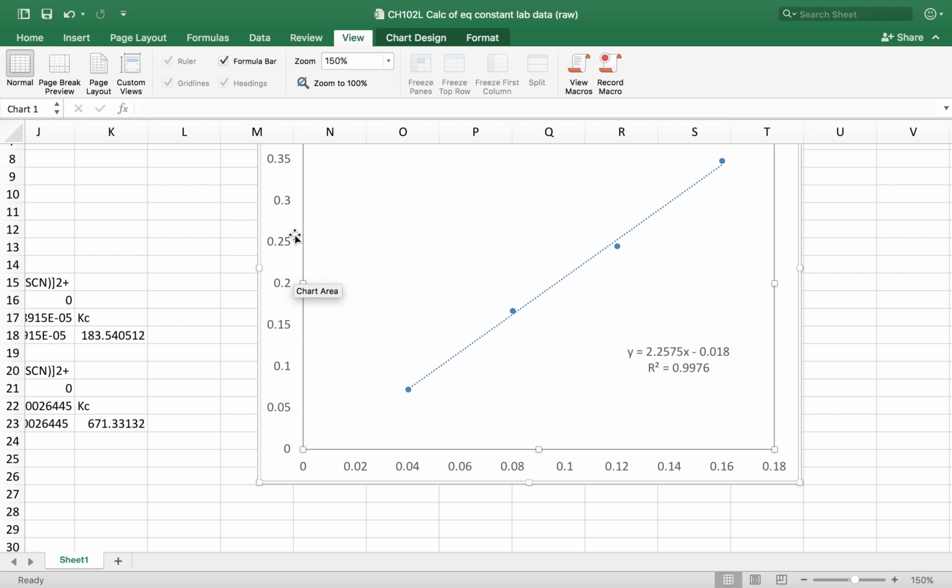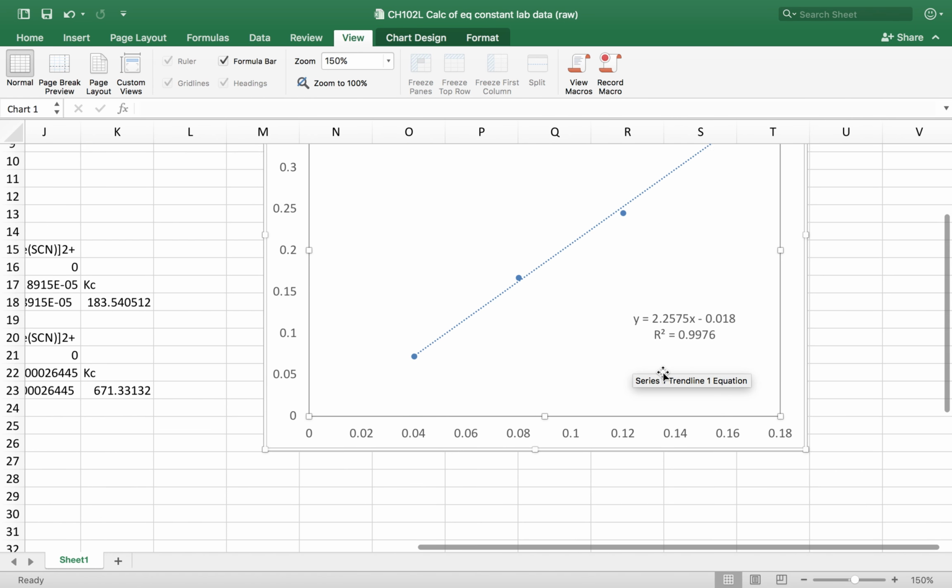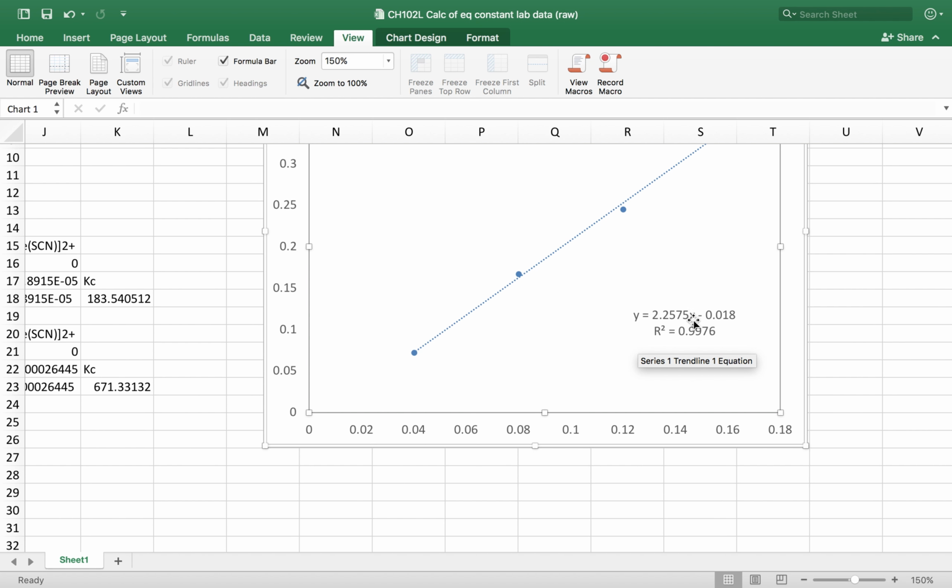This equation says whatever's on this axis is equal to 2.2575x minus 0.018. So right now it's y in terms of x, but if we invert that, if we solve this for x instead of y, it would be y plus 0.018 divided by 2.2575 equals x. And what we can then do is plug in the value of an absorbance for the y and solve for the x, and it will tell us what the concentration is.